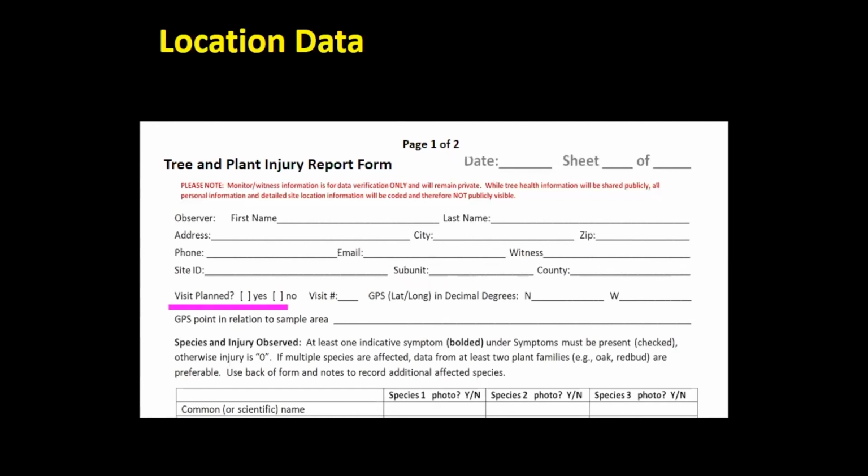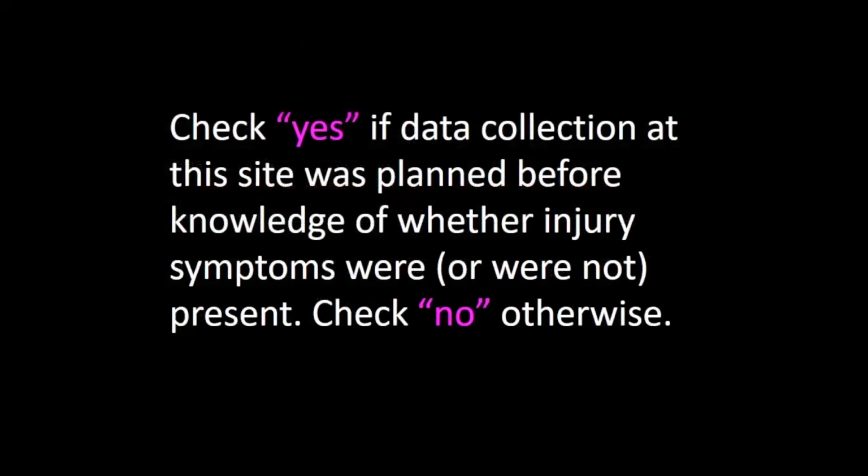Next is a question about whether the visit is planned or not. Let me explain what we mean by that. There are 2 check boxes. It's either yes or no. You check the yes box if the data collection at the site was planned before knowledge of whether injury symptoms were or were not present. You check no otherwise. Let me give you an example. If you plan to go to a site well in advance, and you don't know whether or not there are symptoms there, you would check yes, it's a planned visit.